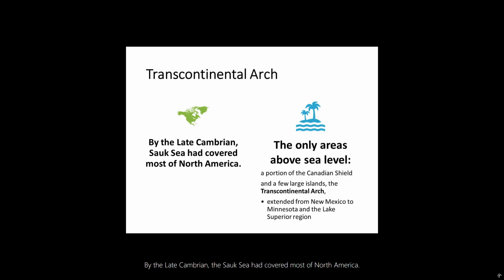By the late Cambrian, the Sauk sequence, or the Sauk Sea rather, had covered most of North America. The only areas above sea level were a portion of the Canadian Shield and a few large islands referred to as the Transcontinental Arch that extended from New Mexico to Minnesota and the Lake Superior region.